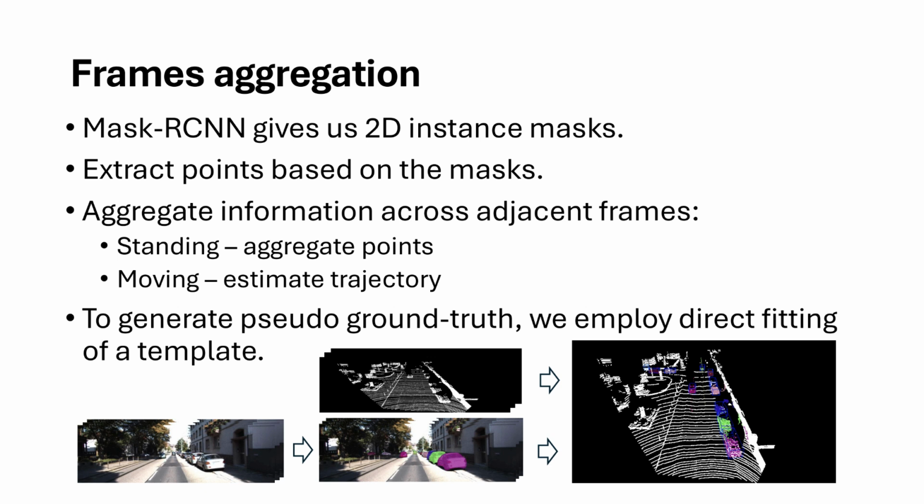Mask CNN is applied to images from multiple adjacent frames to generate 2D instance masks for each car. We then extract corresponding points by projecting them onto the image, resulting in a point representation for each mask. To aggregate this information across frames, we first classify whether the car is stationary or moving. For stationary cars, points are aggregated directly across adjacent frames. For moving cars, we estimate their trajectory, allowing us to derive an accurate yaw angle. Finally, to generate 3D bounding boxes that serve as pseudo-ground truth, we apply direct fitting of a template car model. Please note that we do not use any 2D or 3D labels from the dataset we are training on.